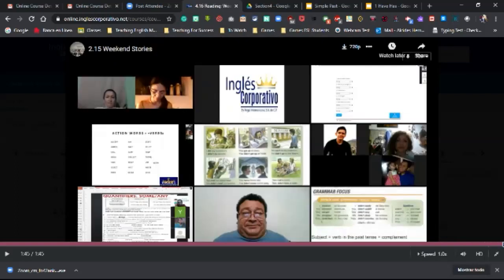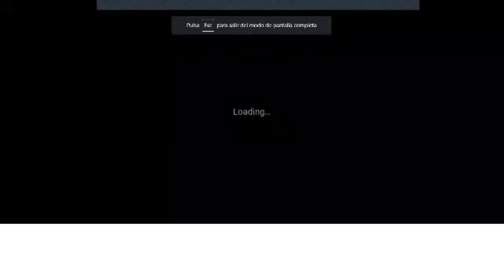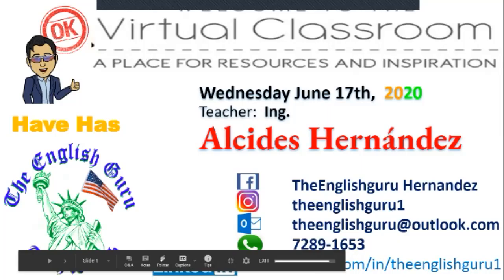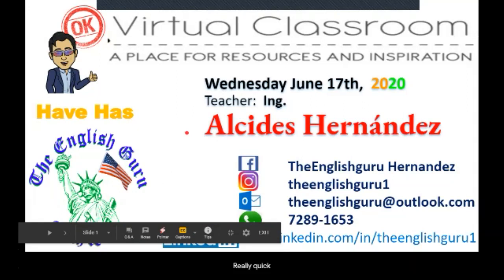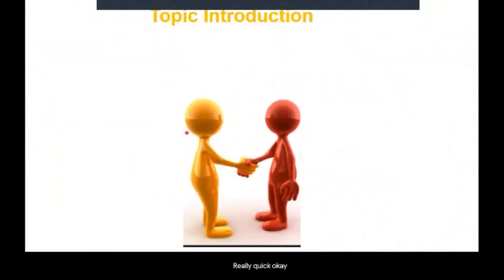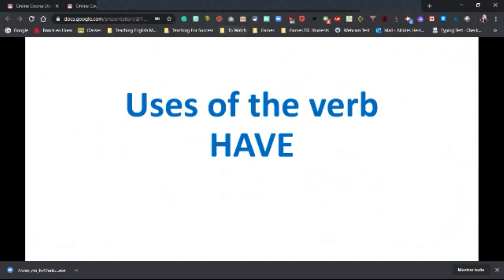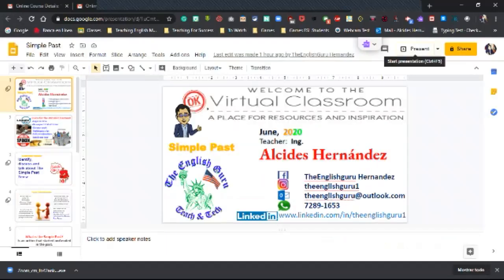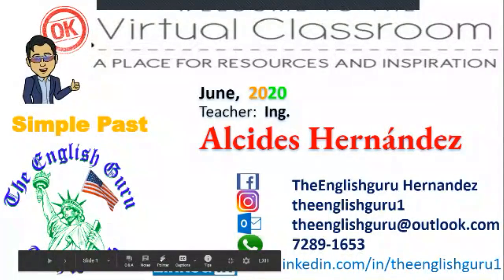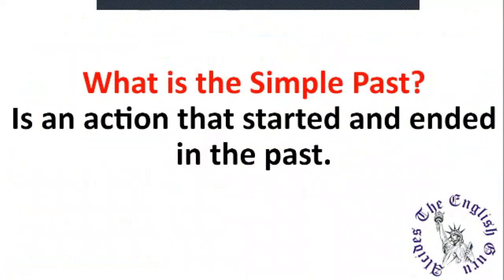Good. So we still have time for this. Okay, remember that we are doing the simple past, okay? So let's see. Really quick. Okay. Oh, no, that's not it. I wanted the simple past. Sorry, my bad. There is the simple past. Okay, can everybody see this? Yes, teacher. Very good. That's going to be really quick. Okay, let's see. Simple past, there you go.